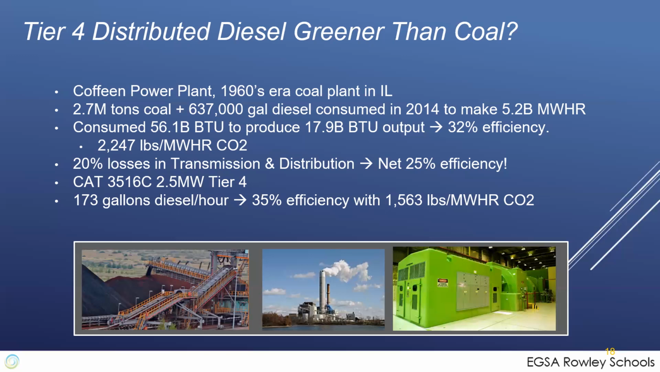And in that process, they produced 247 of per megawatt hour of CO2. Well, with the T&D losses, which you get with a distribution system, that means a net efficiency around 25%, whereas if you put distributed generation around the countryside to feed it at various places and didn't have the T&D losses, and you're running a tier 4 engine, you actually end up with about 1,500 pounds per megawatt hour of CO2.